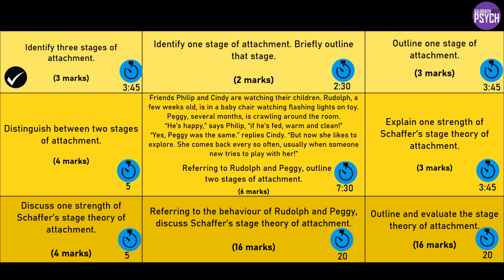All right. Identify one stage and briefly outline that stage. Okay, so it's going to be a 1 + 1. So let's go for the asocial stage. Yeah, 1 mark. Briefly outline it. The asocial stage is where infants, in their first few weeks, show no preference for humans. Done. Outline one stage of attachment.